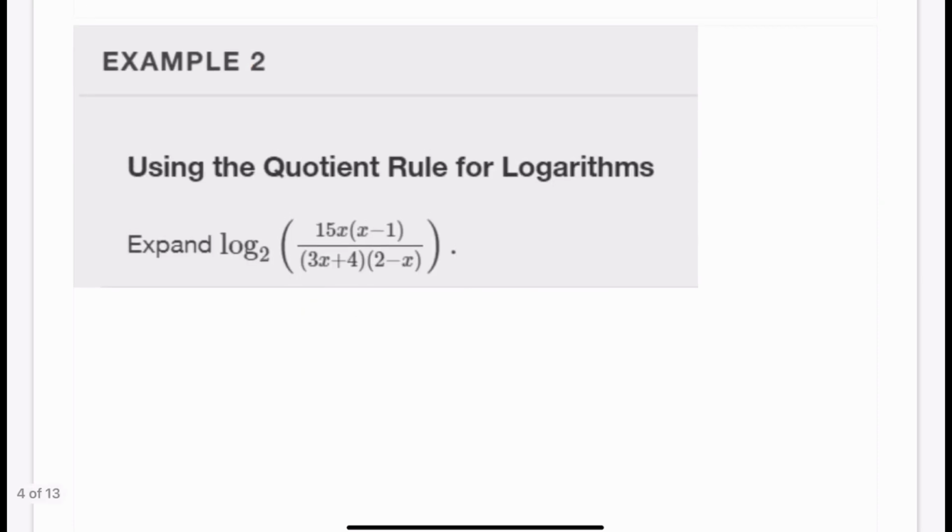Let's take a look at this example. It says expand the log base 2 of 15x times x minus 1 over 3x plus 4 times 2 minus x. Wow, there's a lot going on in this problem. One of the things we have to focus on is the fraction bar, because that means division, and that tells me I'm going to have to separate those two parts with subtraction. So I'm going to start by doing that first.